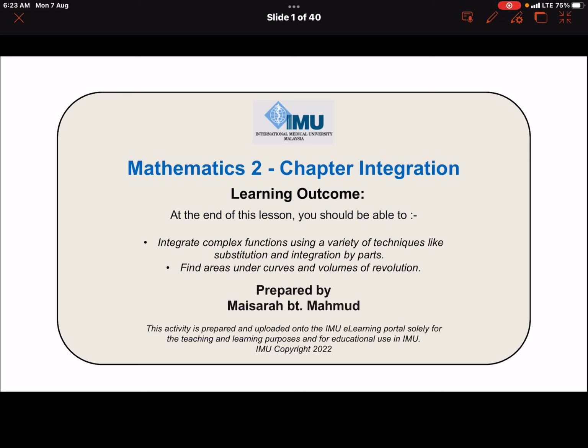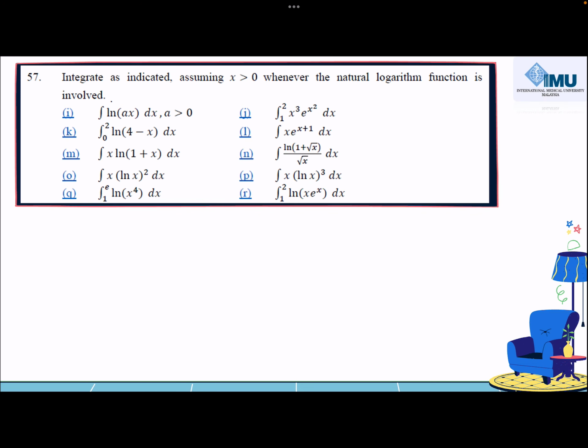Mathematics 2, Chapter Integration. Tutorial question 57M. Let's try to solve this together. I have the integration of x ln(1 + x) dx. Now we have a product term. One is algebraic, one is logarithm. So I'm going to use the IBP to solve this question.